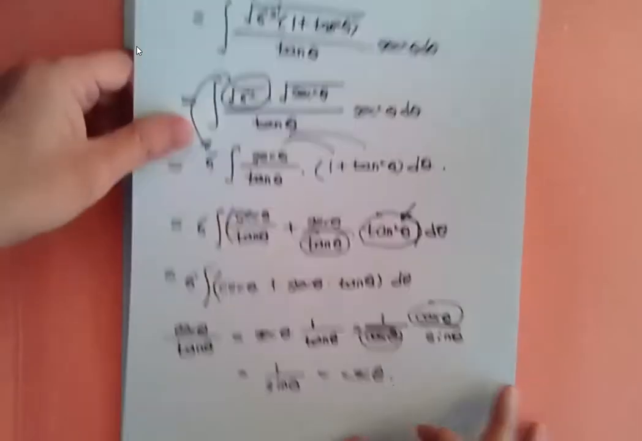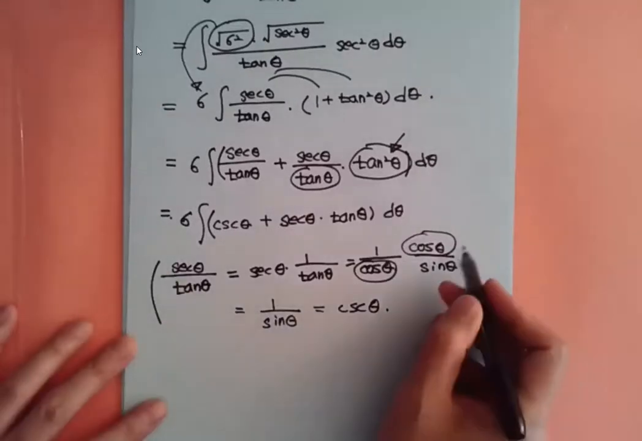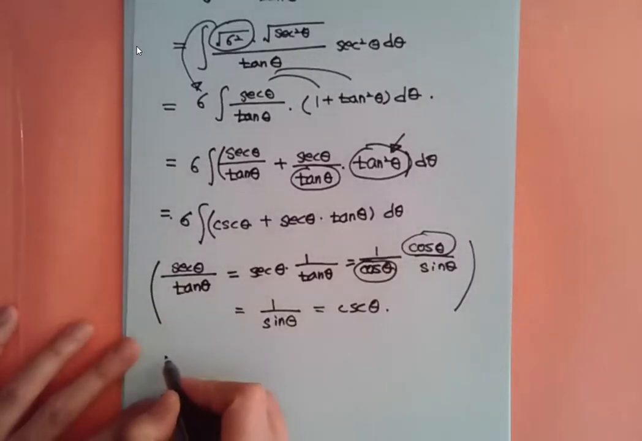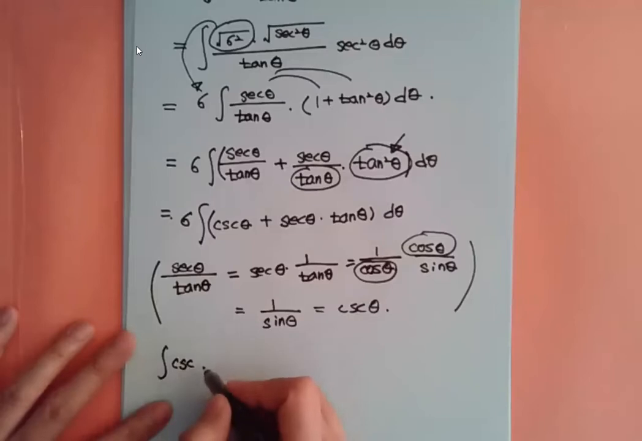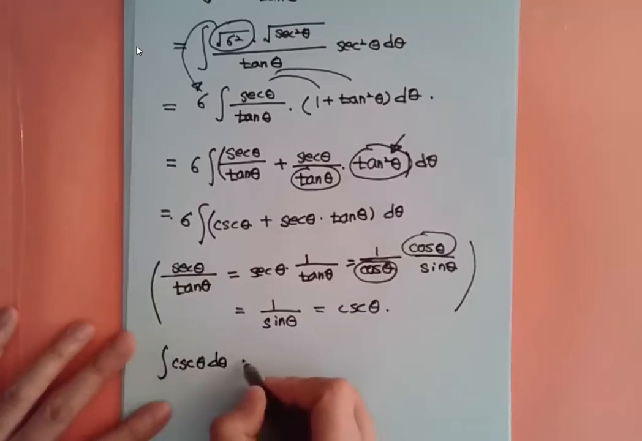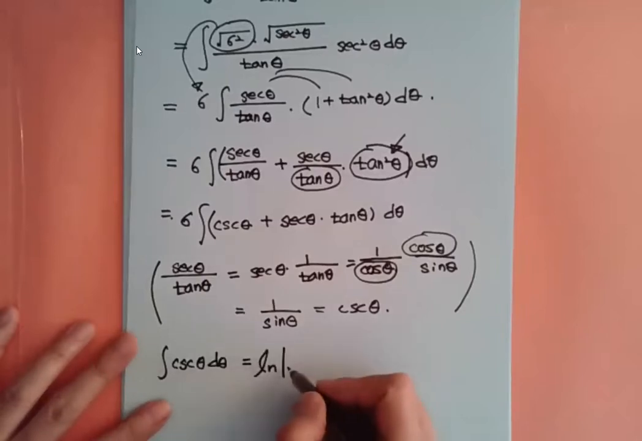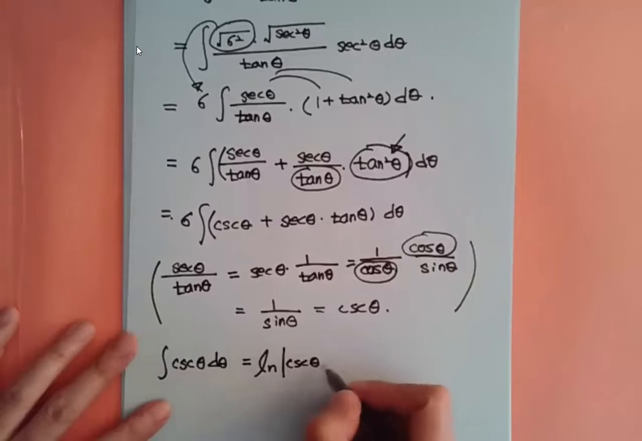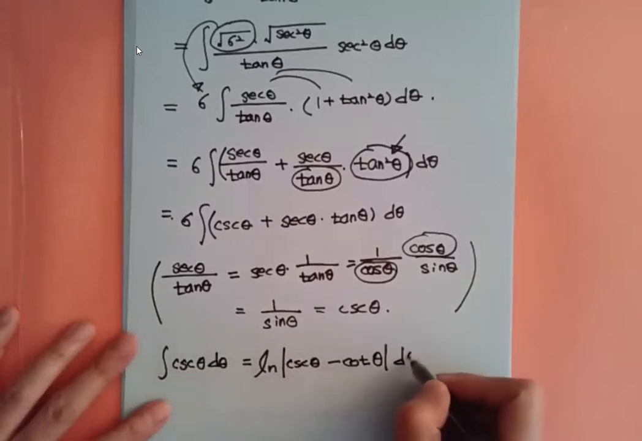So to proceed to the next step, what you have to know is the formula for the integration of cosecant of theta d theta. That is natural log of cosecant of theta minus cotangent of theta.